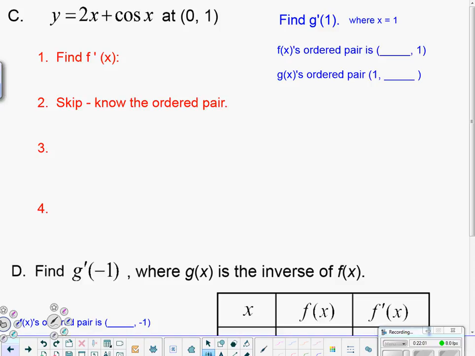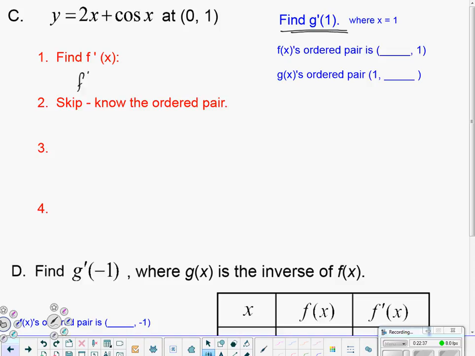This one here is a great example of, you know what, trying to find your inverse function would be quite difficult. Just think, if we switched our x and y's and tried to solve for y, finding that inverse would be extremely difficult, wouldn't it? So having this method of being able to do it without finding the inverse function and then taking the derivative of the inverse function is key. So f's ordered pair, we know we want to find g prime of 1. We want to find the inverse function evaluated at 1.